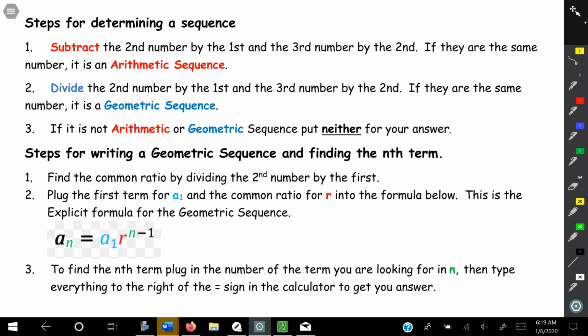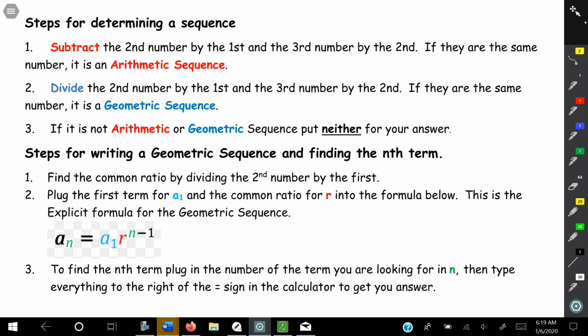There's two things we're going to do. First, we're going to find out how to determine if it is an arithmetic or geometric sequence, or neither. And the second thing we're going to do is write a geometric sequence and find the term. So let's begin. I'm going to start off with determining a sequence.